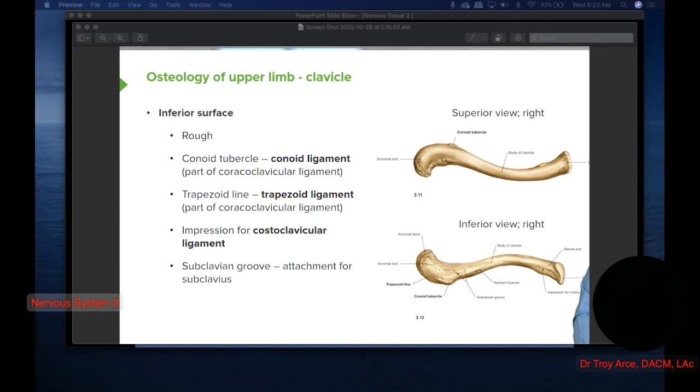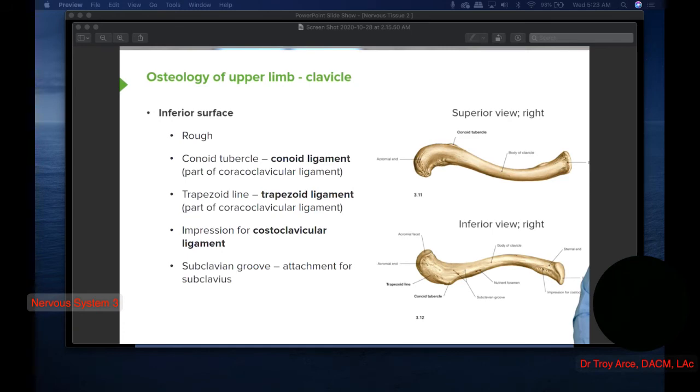We already discussed the convex and concave portions of the superior view, and so you'll be able to identify both the acromial end and the sternal end as a result of that, if I give you a superior view picture.